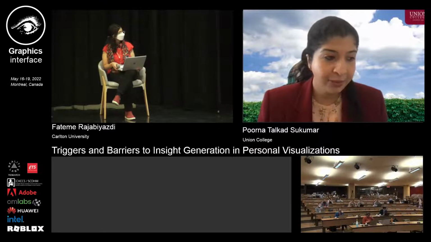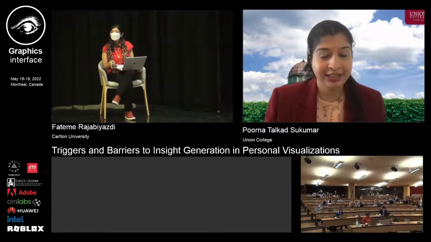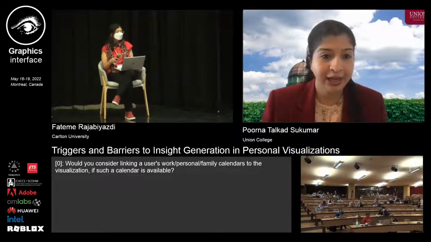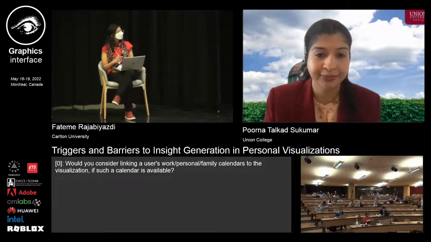And some of these codes included, for example, finding details, finding comparisons, finding correlations in their data, and so on. And we found around 10 high-level insight types, and there are more subtypes as well. And the complete list is in our paper.